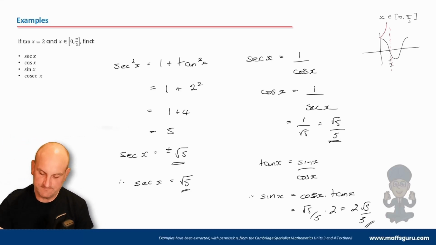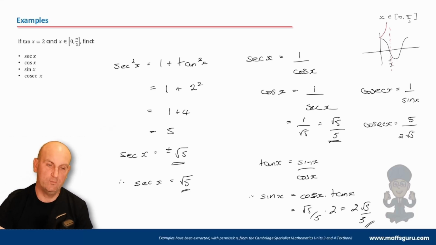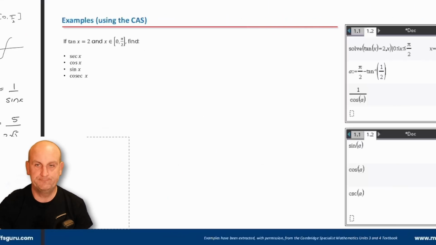What about cosec of x? We know that cosec of x is 1 on sine of x. We've just worked out what sine of x is. So cosec of x is the reciprocal of that, which is 5 on 2 root 5. And again, we could rationalize that. So that's going to give me, what's that going to give me? 5 root 5 on 2 times 5, which is 10, which is going to give me root 5 on 2. Sorry about the lack of space there, but I ran out of space.